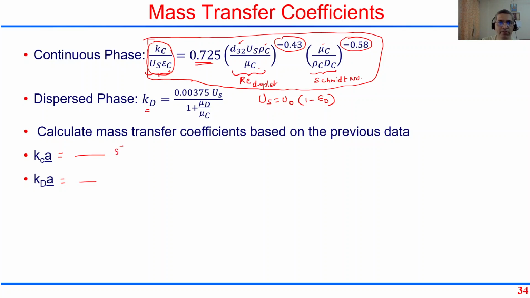Kca would be per second, Kda would be per second. Kc would be in terms of meters per second. Kd would be so many meters per second, and interfacial area is meter square per meter cube, right? So take the values that you have calculated so far and calculate these parameters, mass transfer coefficients.